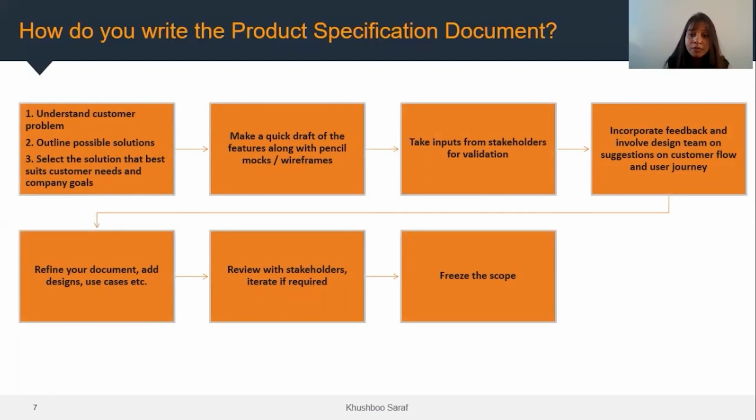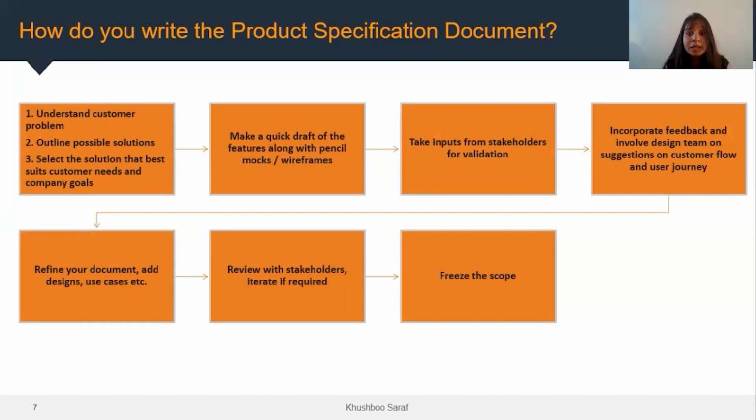Now, once you have the inputs from different stakeholders, it will be good to bake that into a proper full-fledged document, along with the help from the design team, who can help you design the right UX, right customer experience and the user journeys. And then you can review that document with the stakeholders and get their alignment. You can also iterate if that is required and then finally move on to the development of the product.